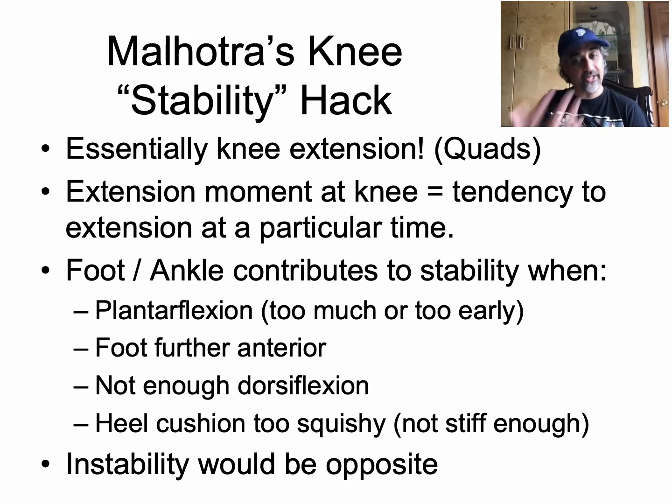Instability would be a flexion moment at the knee. And so if you take each of these things that I have here and just make them the opposite, that'll cause instability at the knee. It really does simplify learning this stuff if you go with this slide.